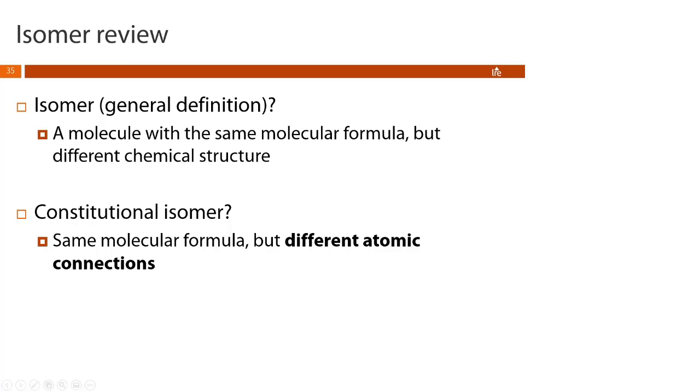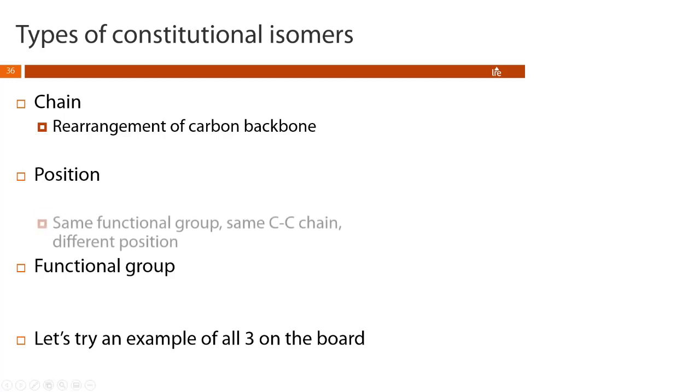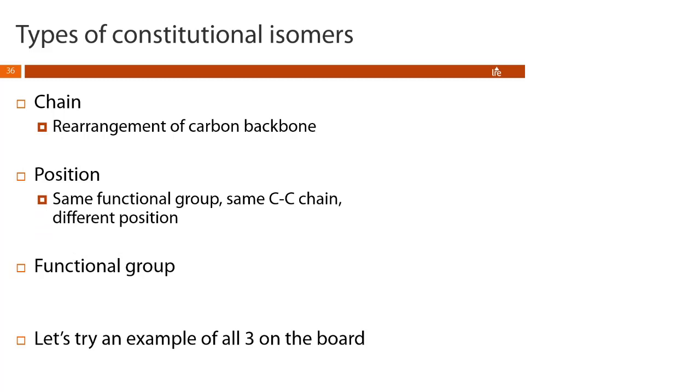And we can subdivide that into 3 different types. We have chain isomers, position isomers, and functional group isomers. So a chain isomer would have the same molecular formula, but we would have some kind of rearrangement of the carbon backbone. So when we're talking about chain isomers, we're talking about hydrocarbons. So a position isomer is the same functional group, same carbon-carbon chain, but the functional group is attached at a different position on the chain. And a functional group isomer is where we're using a different functional group altogether.